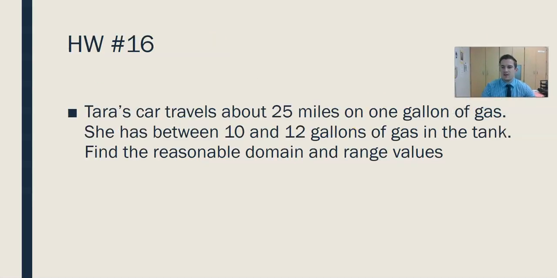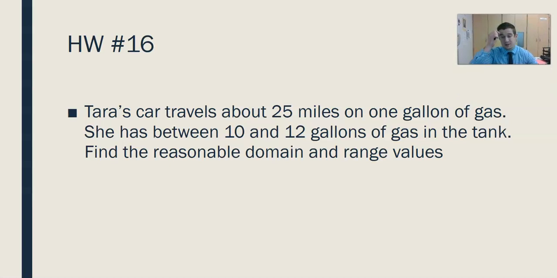If you have my homework assignment, this is a question off of there that I want to help you through. Tara's car travels about 25 miles on 1 gallon of gas. 25 miles to the gallon. Not terrible. She has between 10 and 12 gallons of gas in the tank. Find the reasonable domain and range values.